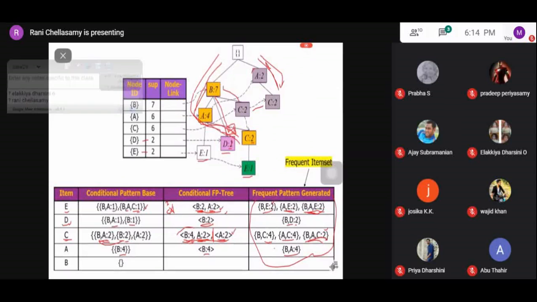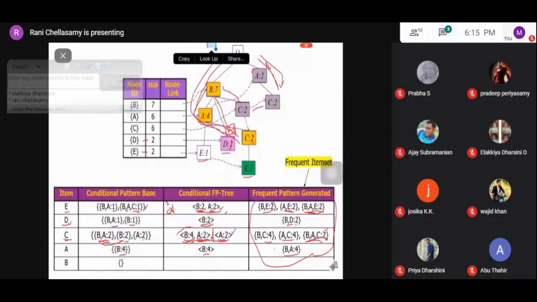So how to find the conditional pattern base? See here, wherever we are finding E, you have to go through it. So here is E and here is E. So how are you getting these two E counts? So start with the FP tree. From B and A, you are getting this E. So BA. So that is B comma A is depicted here. Okay. So the count is 1. The one count is for E. That should be written here. Okay. So this is one way of achieving this E value.